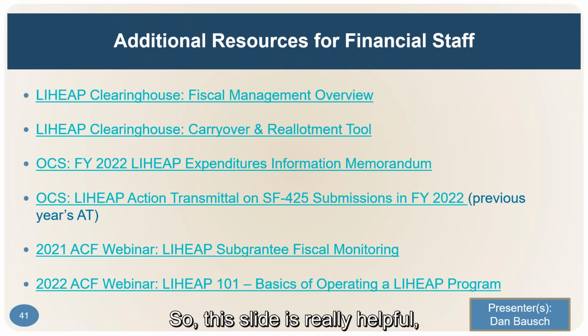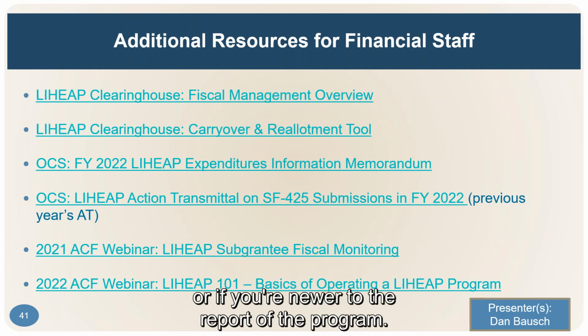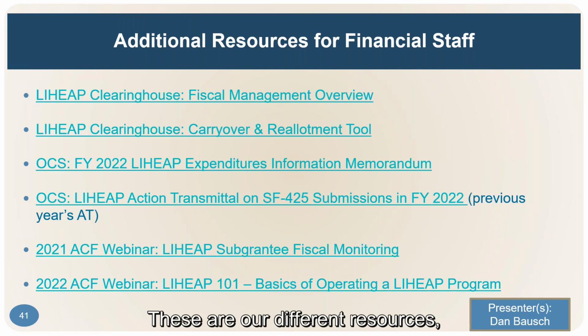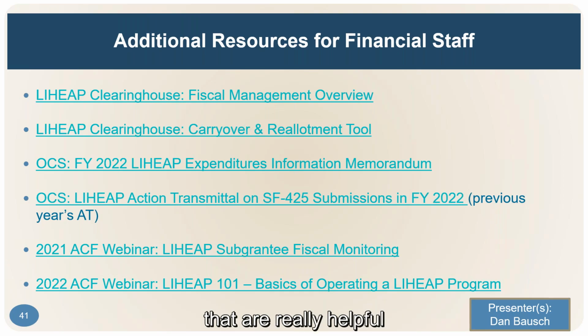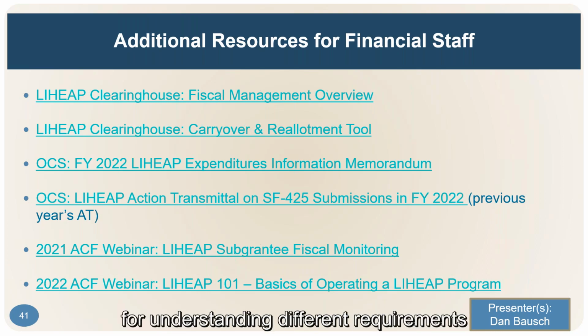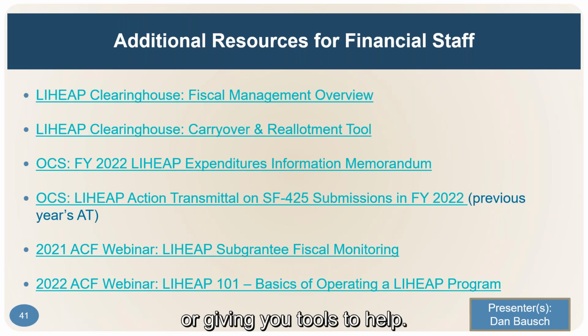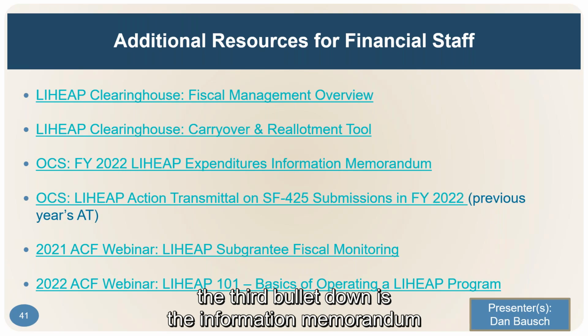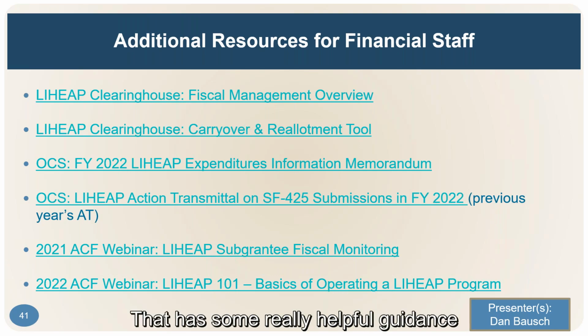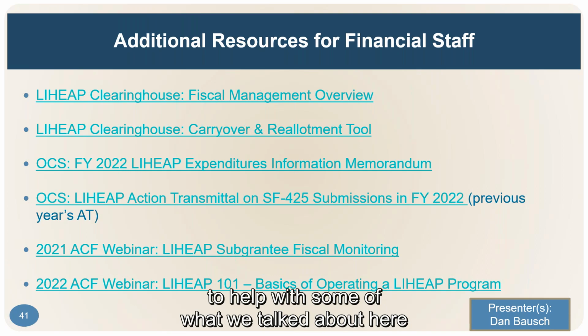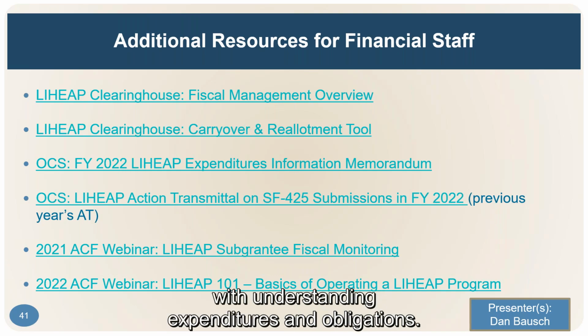So this slide is really helpful, especially if you're fiscal staff or if you're newer to the report or the program. These are different resources. You can click on them in the slides that are in the handouts, and they're really helpful for understanding different requirements or giving you tools to help. I want to highlight the third bullet down, which is the information memorandum that OCS issued related to LIHEAP expenditures. That has some really helpful guidance to help with some of what we talked about here with understanding expenditures and obligations.